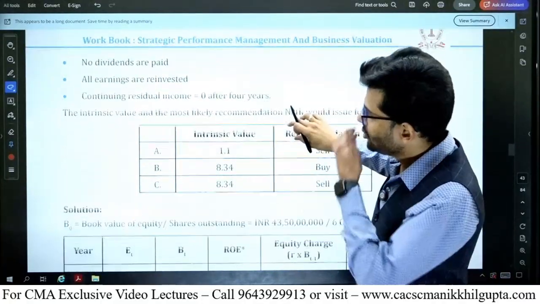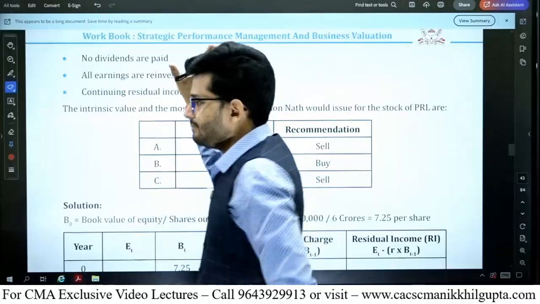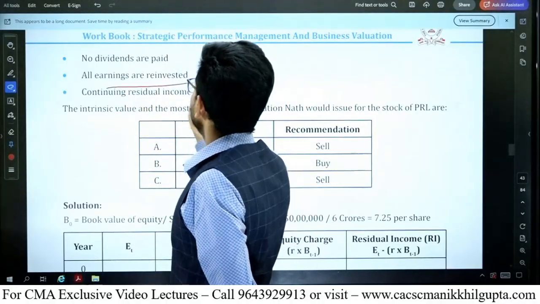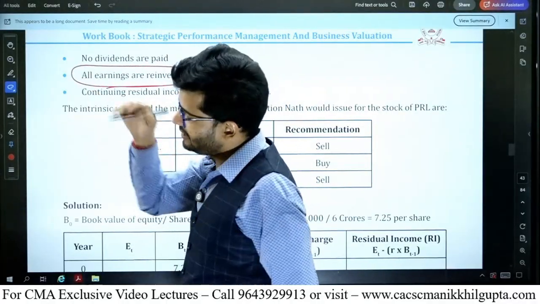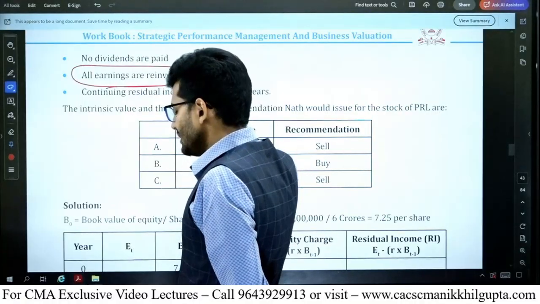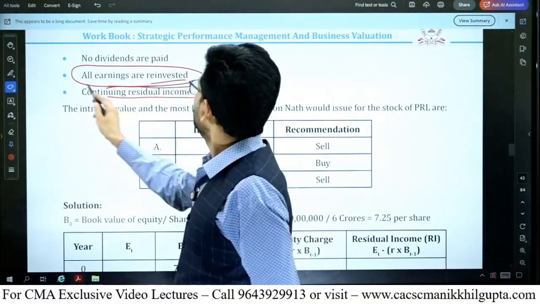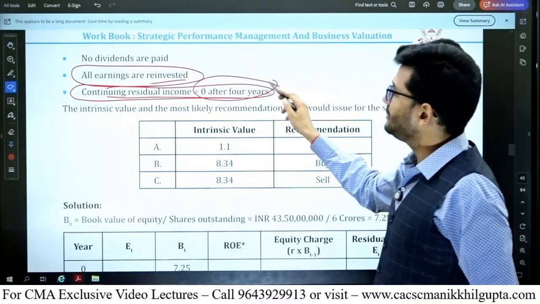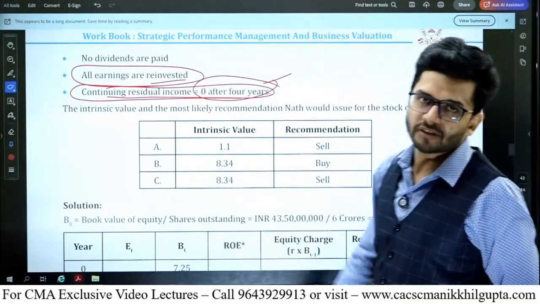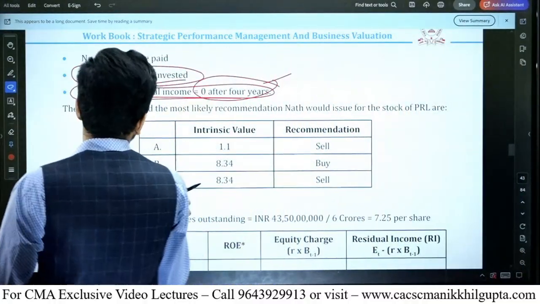Now, no dividends are paid, so it's a no-dividend company. Dividends are not paid. All earnings are reinvested, so whatever we earn, we reinvest in our own shares. That is the strategy. Then, continuing residual income is 0 after 4 years. So after 4 years there will be no residual income. The income will be 0.